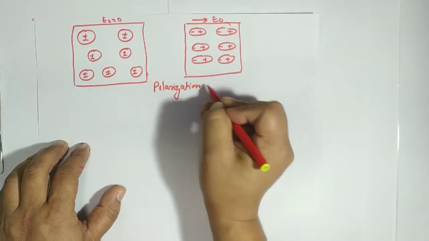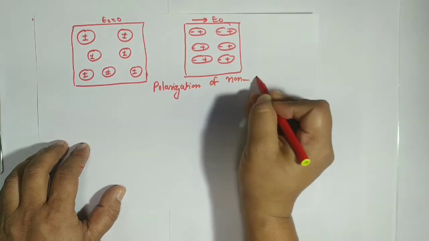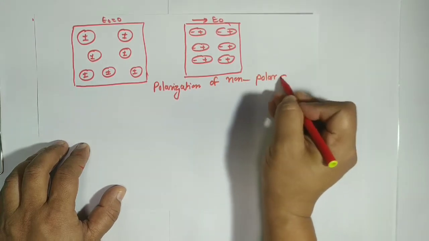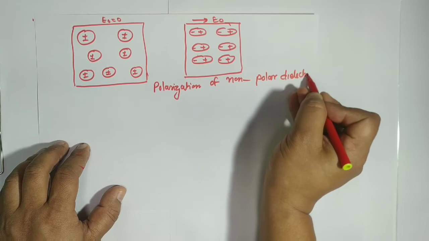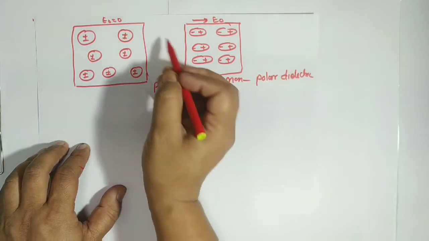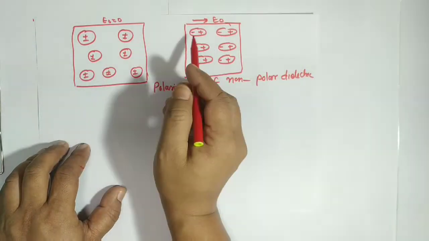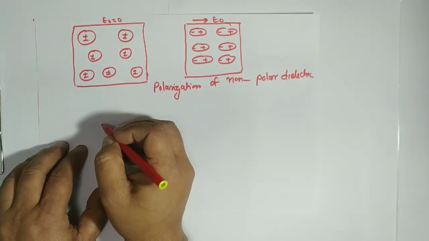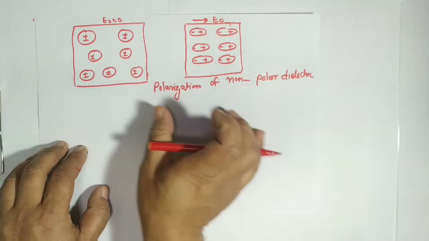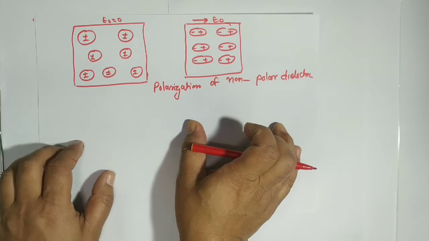This is called polarization of non-polar what? Dielectric. It was a non-polar dielectric. How did it change? The electric field is applied, so this will deform it. Got it? So how do these non-polar dielectrics come in this?